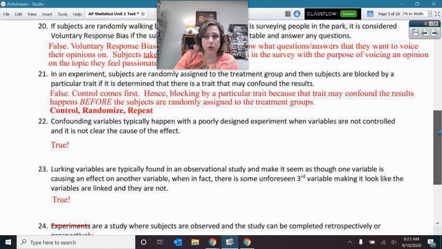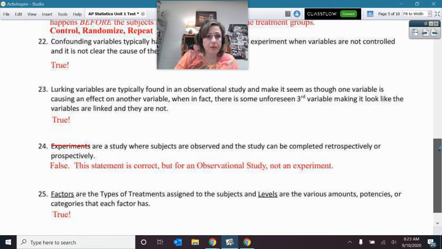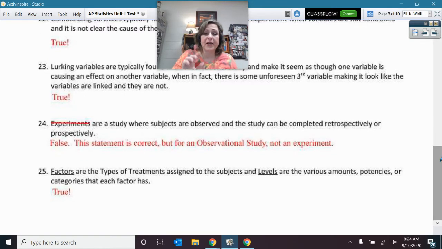Okay, number 22 is true. 23 is true. Okay. 24 is false because it is observational studies in which the subjects are just observed. And remember, retrospective is looking back, prospective is looking forward. And then 25 is true as well.